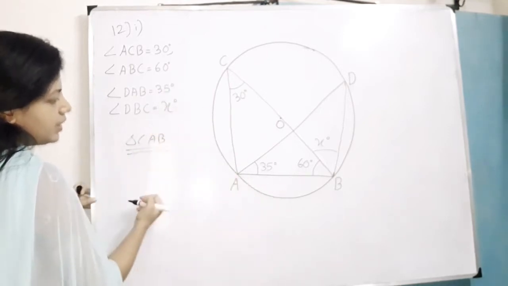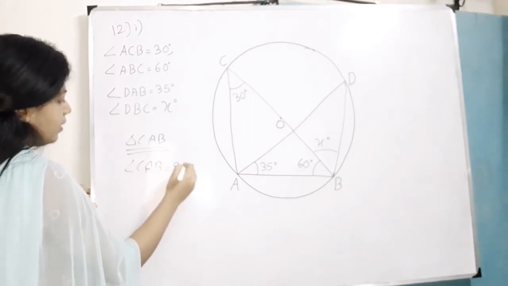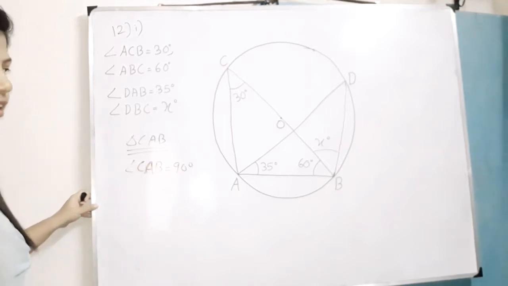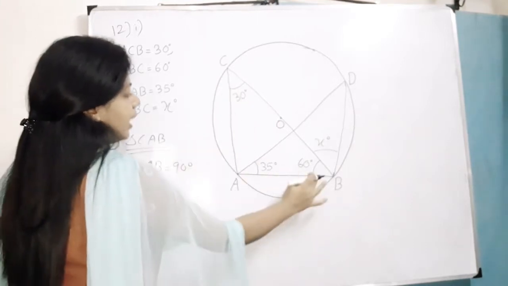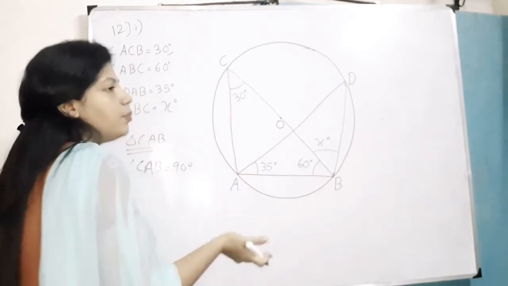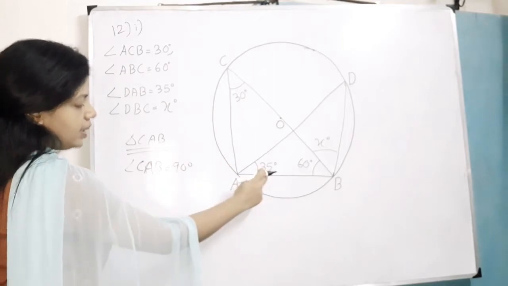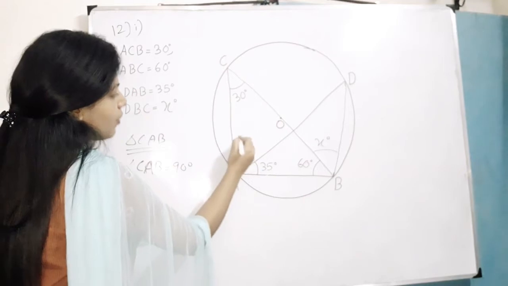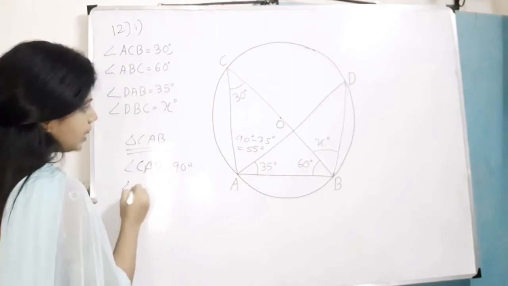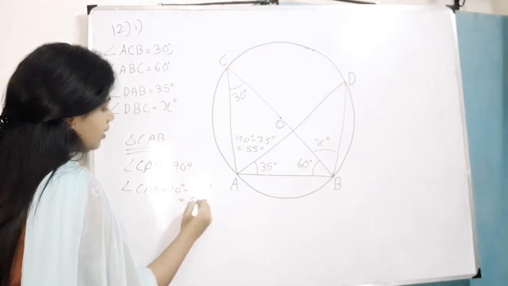Now, triangle CAB. Since CB is the diameter, we can say that angle CAB equals 90 degrees, because we know that a semicircular angle is 90 degrees. Also, if you take this triangle, 180 minus 60 minus 30 will also be 90. So in both cases it will be 90. Now, angle DAB equals 35 degrees. So if the whole angle is 90, this one will be 90 degrees minus 35 degrees, that means 55 degrees. So angle CAD equals 90 minus 35, that will be 55.